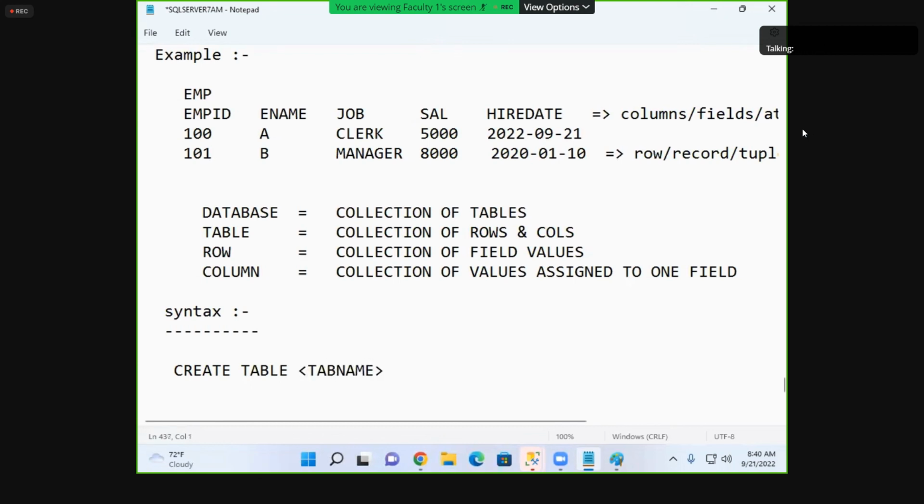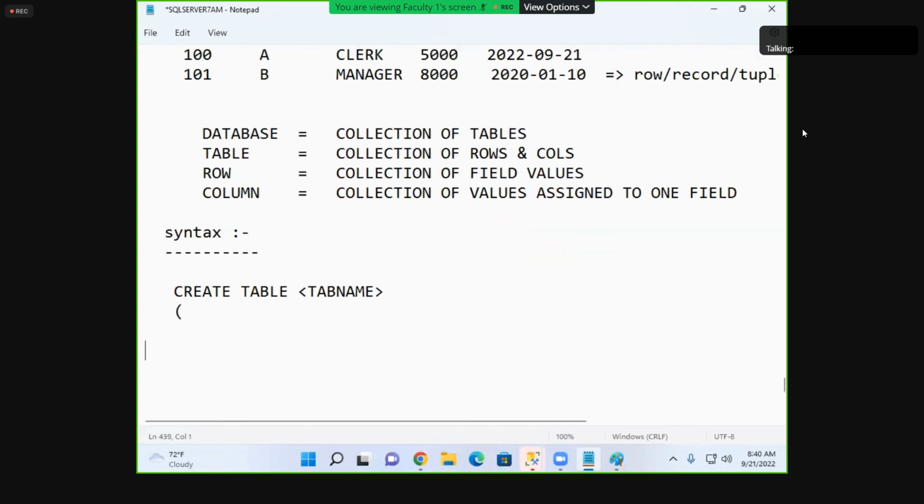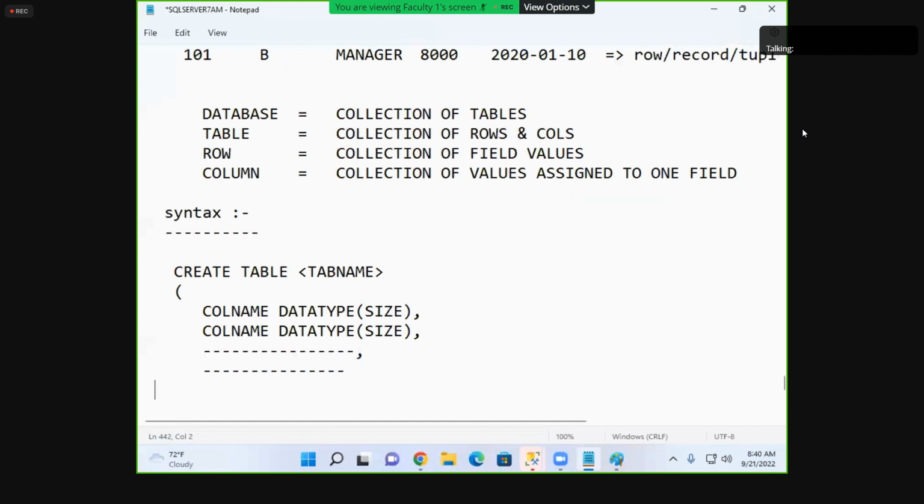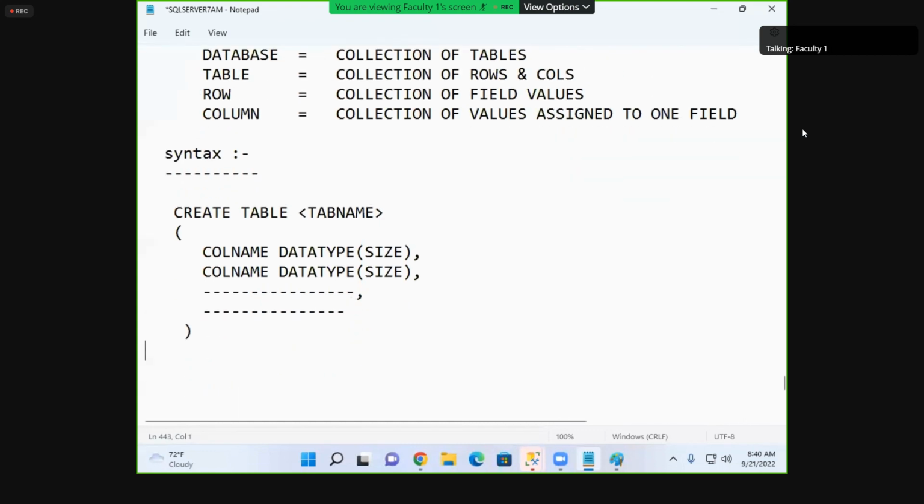Create table, table name, in brackets, column name, data type, size, comma, column name, data type, size, column name, data type, size, and so on. Like this. This is the syntax for creating tables.